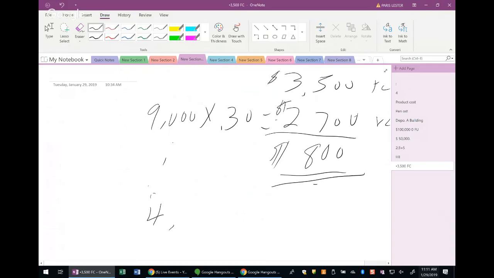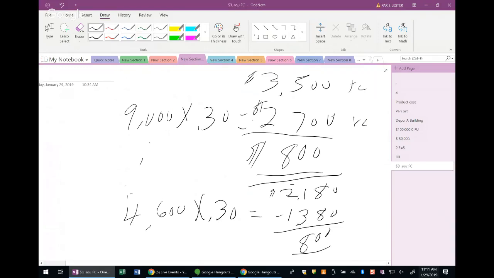It's 4,600. All right, 4,600 times 30 cents is how much? 1,380. And the total cost was 2,180. I want you to subtract, and what do you get? Because 800 is the fixed cost, isn't it? 30 cents is the variable cost. All right, so you take total cost minus variable cost is fixed cost. Total cost, variable cost, fixed cost.